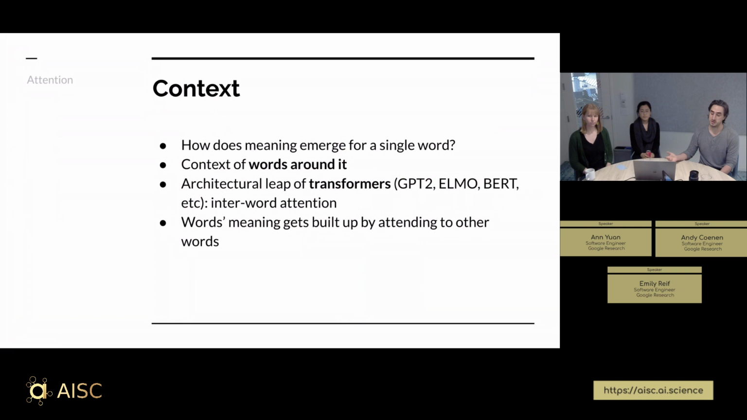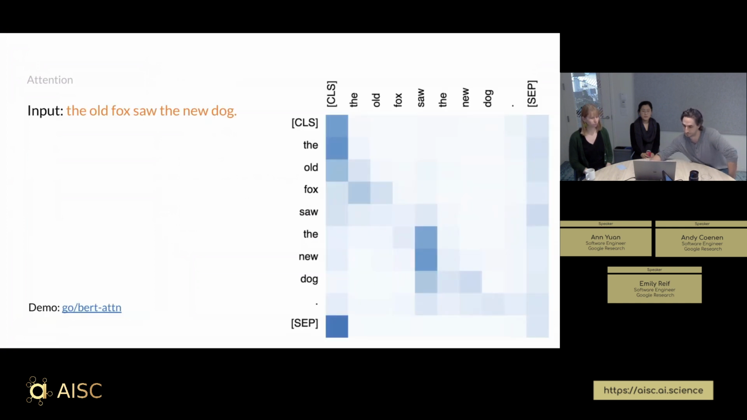And it specifically does that trick by interword attention. So as the word embeddings pass through the layers, their meaning gets built up by attending to other tokens or other words in the sentence. We can see a little visualization of what that attention looks like. For this sentence, the old fox saw the new dog, this is just a matrix of the attention being paid to the other tokens, with special CLS and SEP tokens at the beginning and the end of the sentence.